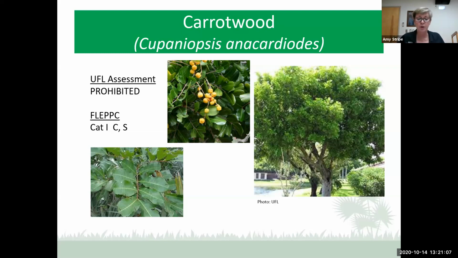It grows in hammocks, scrublands, pinelands, loves urban settings, doesn't mind sitting on a busy street corner in a median. It survives all sorts of conditions, but it is a prohibited species in the state. And again, FLEPPC categorizes it in Central and South Florida as a Cat 1, but it is on the prohibited list. So that means that nobody's allowed to cultivate it in a commercial setting or sell it commercially.